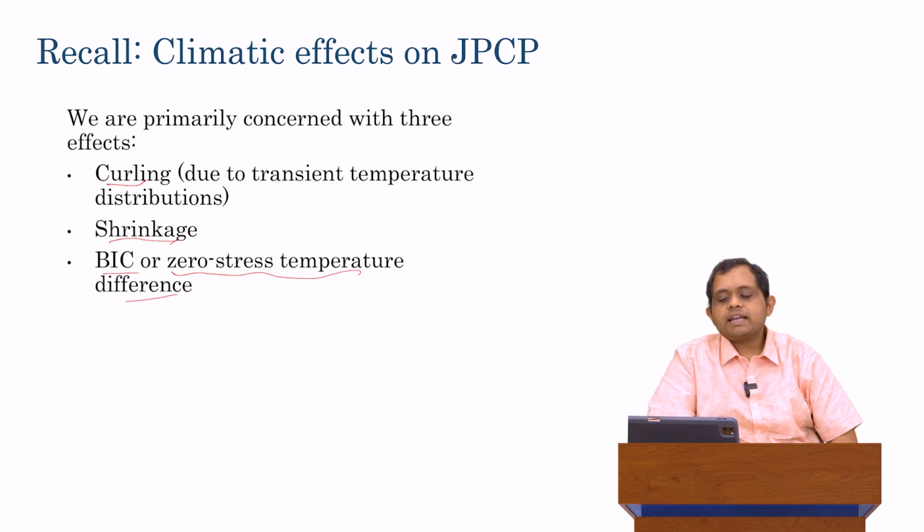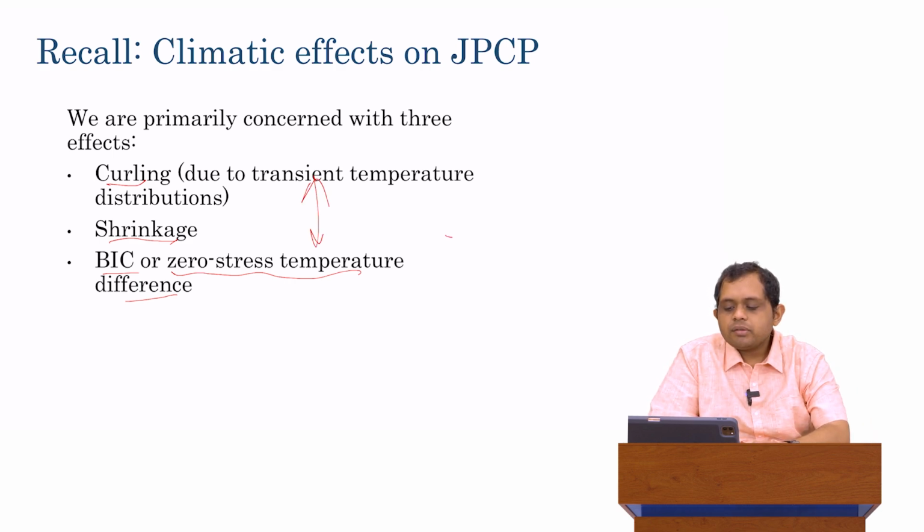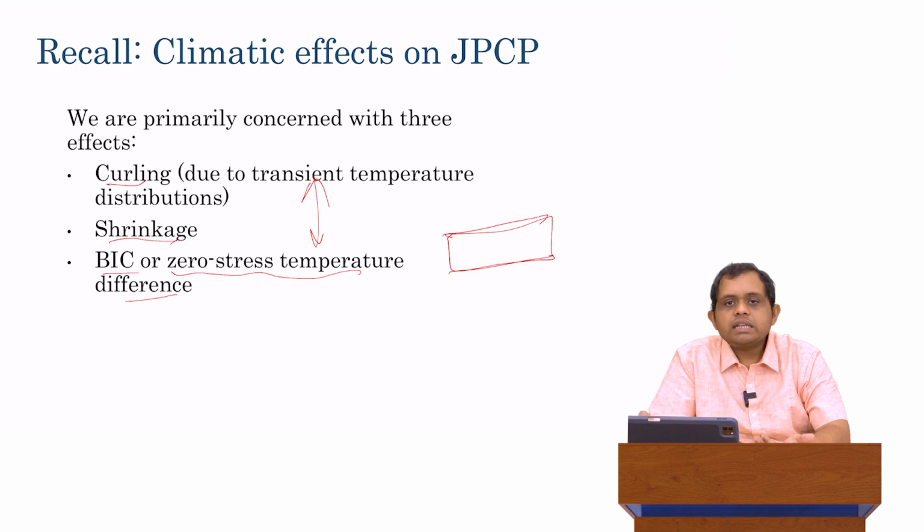Curling and BIC are both related to temperature. When you have a JPCP pavement, it is almost never going to have a situation where the top surface and the bottom surface have the same temperature. Either the bottom is going to be warmer than the top or vice versa. When the top is warmer than the bottom, for example when the sun is shining, the slab is going to try to take a concave upward shape like this.